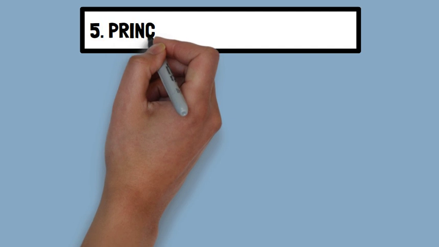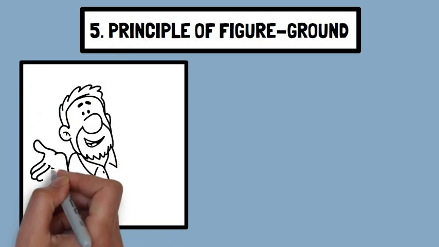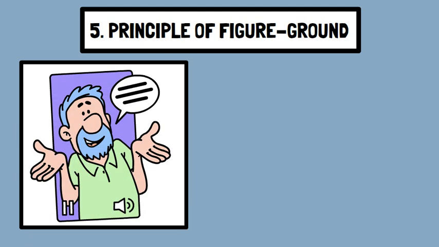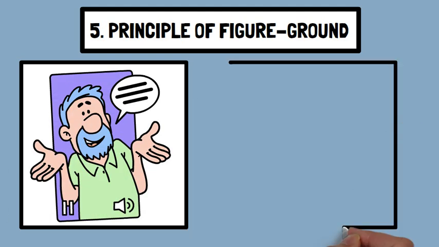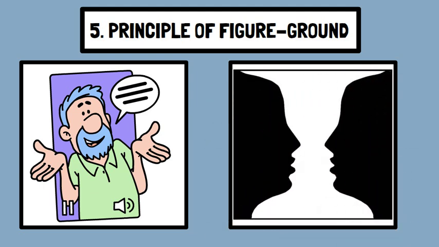Number 5. Principle of figure and ground. We tend to separate an image into the foreground, also known as the figure, and the background. For example, in the classic Rubin's vase illusion, some see a vase, which is the figure, while others see two faces in the background, depending on which part they focus on.